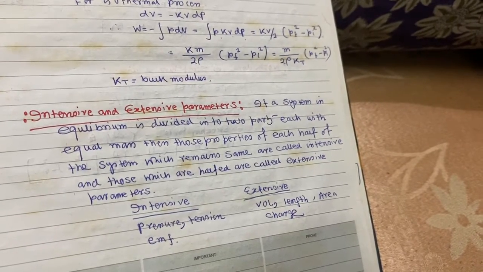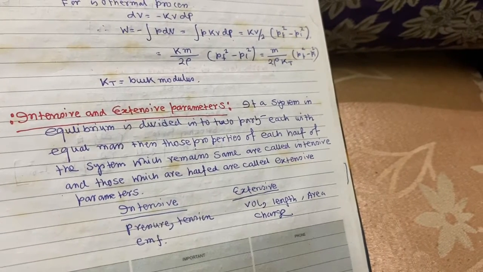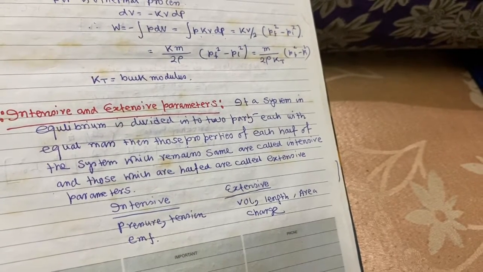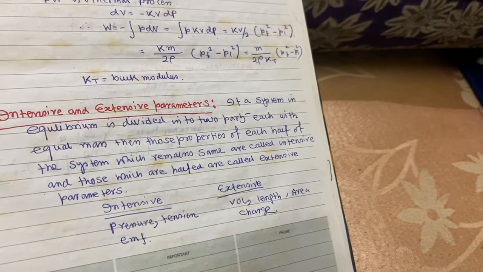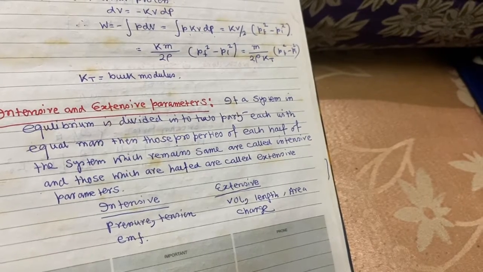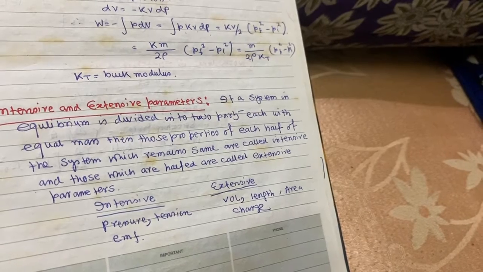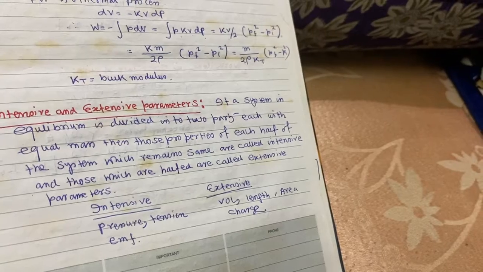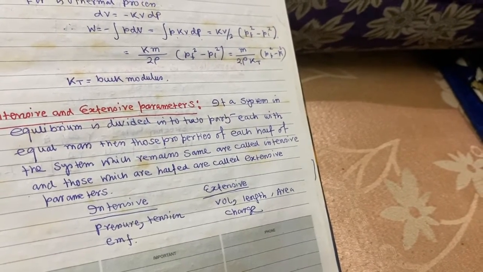Suppose, take pressure. Suppose we have a chamber containing gas. If we divide the system equally, what will we have? Will the pressure change? No, pressure will not be changed. Similarly, tension and EMF are intensive parameters. Extensive parameters are volume, length, area, charge. If we divide the container equally, the volume will be half, the length will be cut so the length will be half, the area will be half. So, it is an extensive parameter.